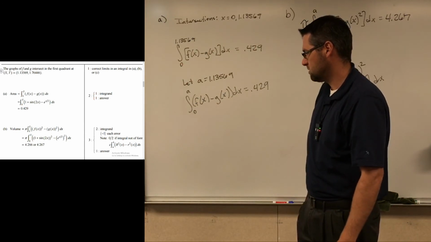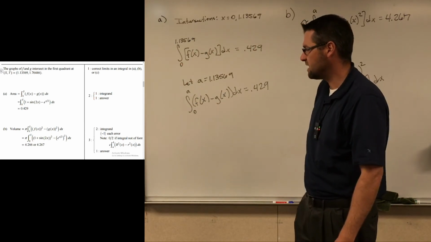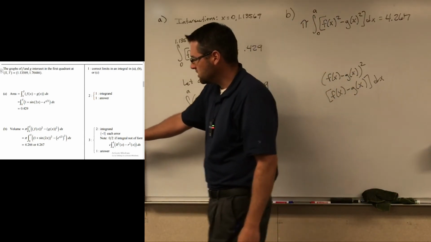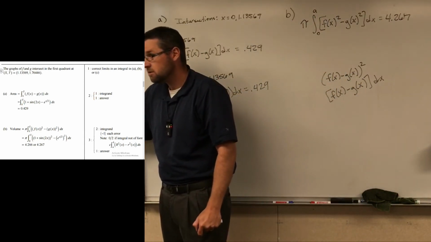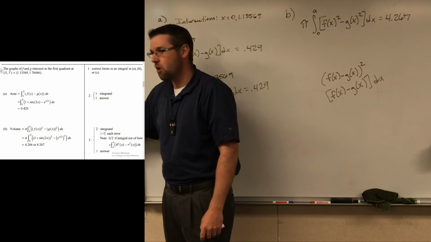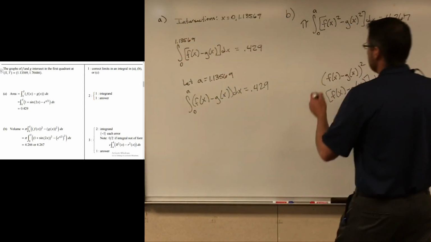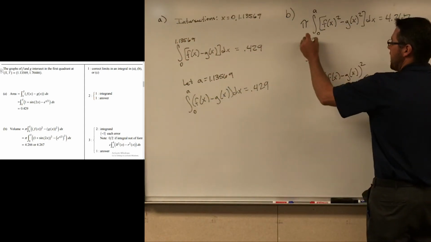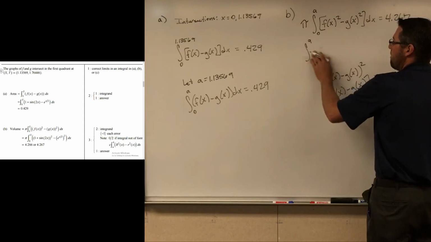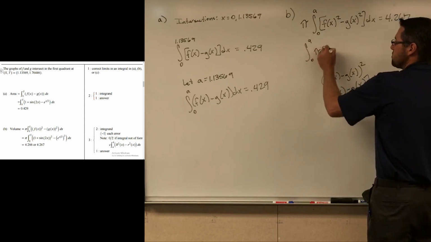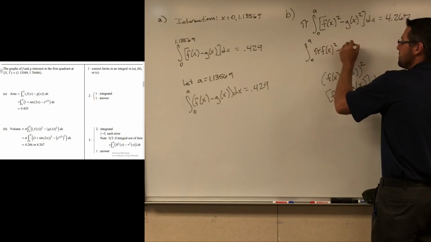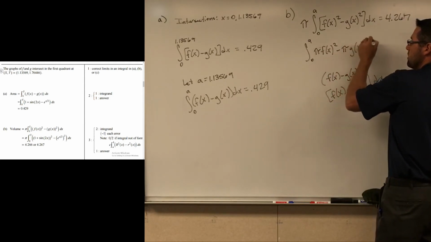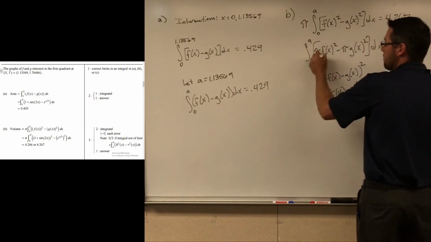That doesn't make any sense. That's what I'm saying. This doesn't make sense. What's this constant mean? It's the pi, right? Is it wrong if you have the pi inside? So if you said the integral from 0 to a of pi times f of x squared minus pi times g of x squared. Is that wrong? No, it's not wrong. It's perfectly right.